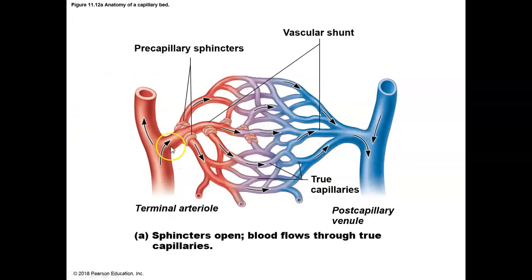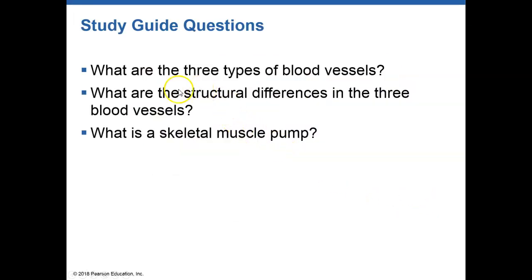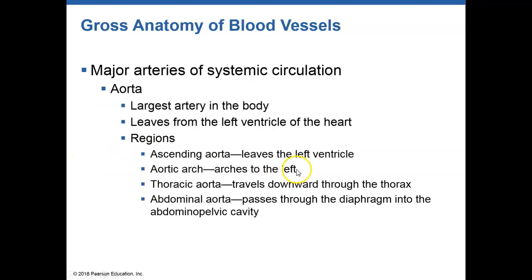So here we have the capillaries open. Here's what it looks like when they're closed. So we basically are moving directly through that thoroughfare channel, and we're not feeding those tissues. So at this point, you should be able to tell me what the 3 types of blood vessels are, structurally how they differ, and what a skeletal muscle pump is.